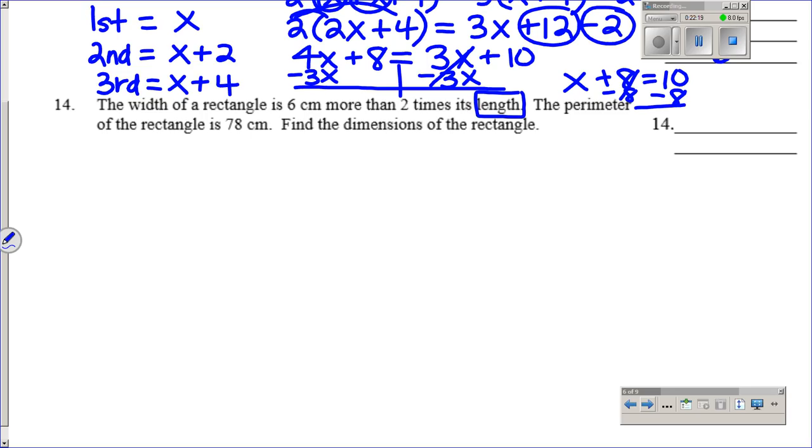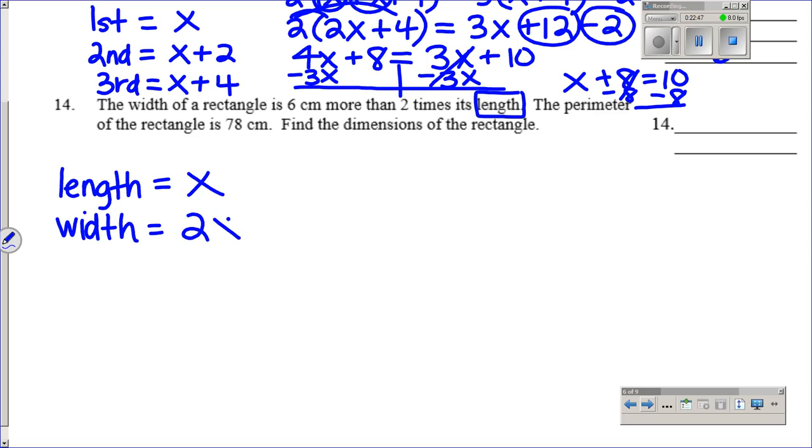So the first thing we need to do is define a variable that we can use to represent our length. I try to stay away from L just because it's mistaken sometimes as a 1. So I'm going to use x. And now we can use the variable x to write an expression to represent the width. So the width of a rectangle is 6 centimeters more than 2 times its length. So we need to do 2 times the length, so 2 times x, and then our plus 6 more.